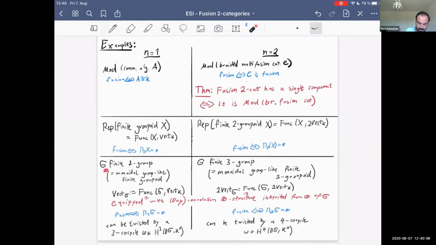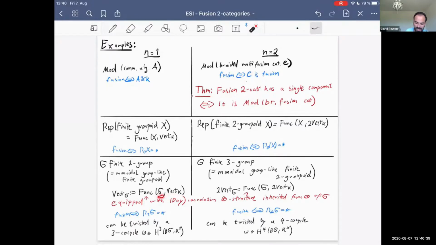And if I start with a finite, it's still multi-fusion, right? It's just this fusion condition, the simpleness of the unit, you don't get. If I start with a finite 2 group, so this is this monoidal group like finite groupoid, or in other words, if you deloop it, you could also define it as a connected homotopy 3 type, if you're sort of more familiar with that perspective. Then I can take vec-G, which is again a semi-simple 2 category, defined in the same way. So it's just functions, in this case functors from G into vec-K.